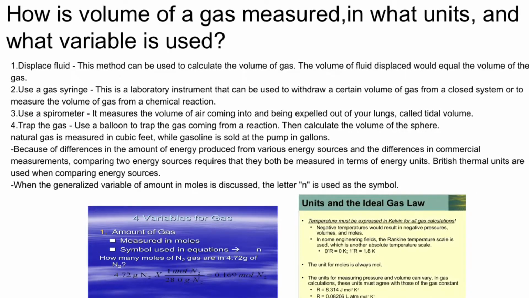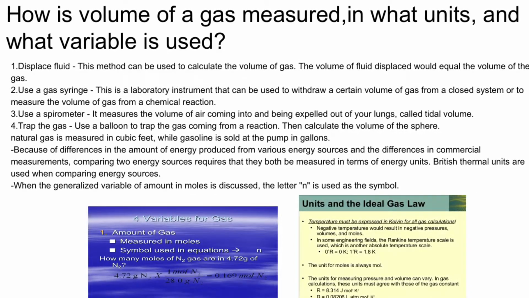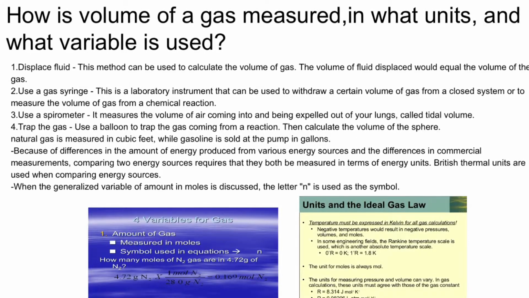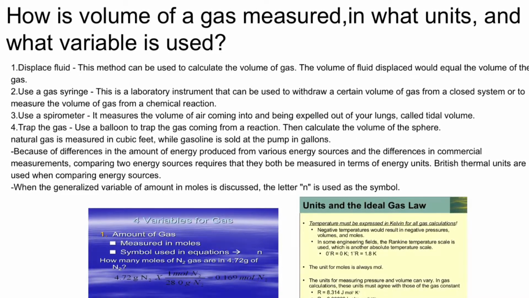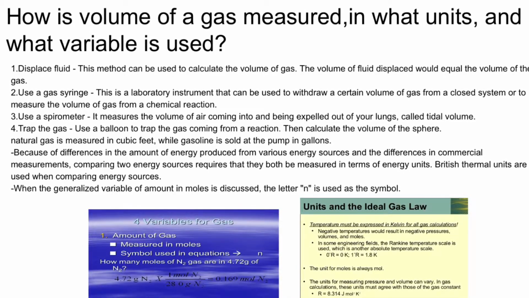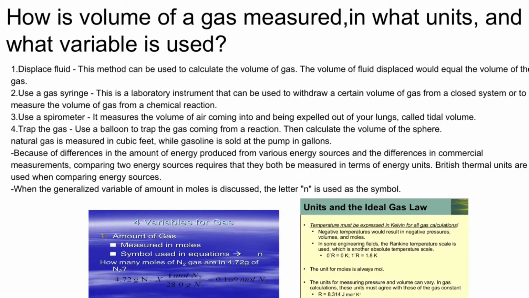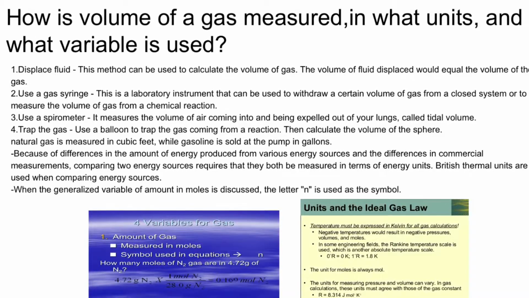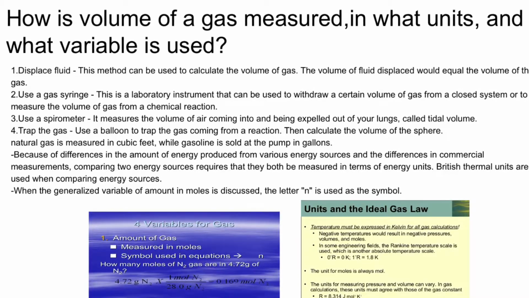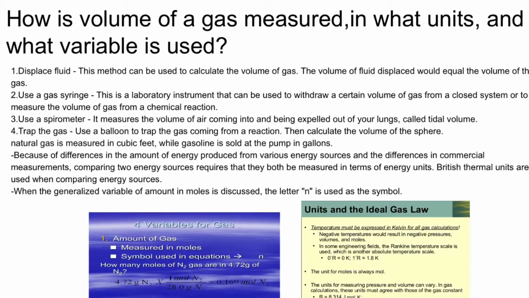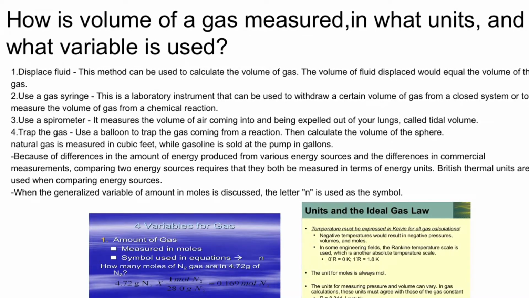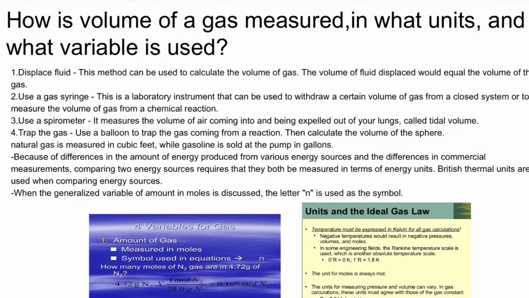Natural gas is measured in cubic feet, while gasoline is sold at the pump in gallons. Because of the difference in the amount of energy produced from various energy sources and the differences in commercial measurements, comparing two energy sources requires that they both be measured in terms of energy units. British thermal units are used when comparing energy sources. And when the generalized variable of amount in moles is discussed, the letter n is used as the symbol.